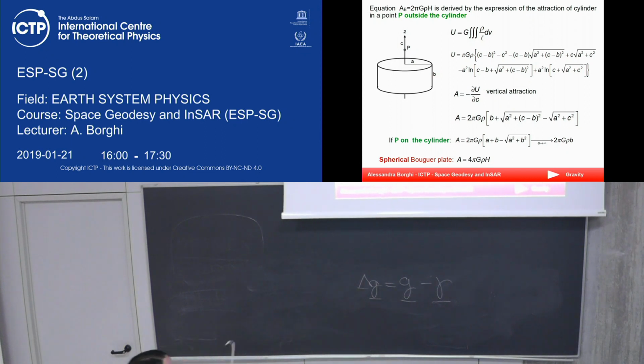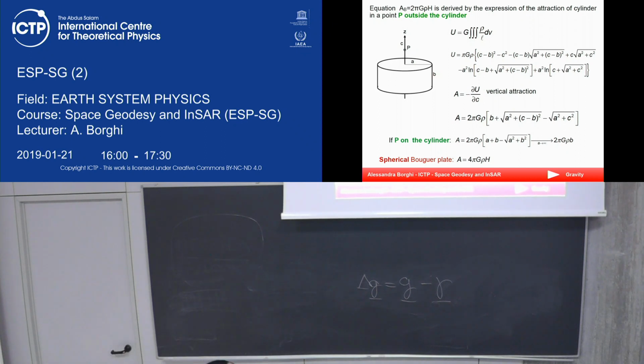There is also a spherical Bouguer plate, because up to now we have been thinking of a flat Earth, but we know it's just a rough approximation. We can use a spherical Bouguer plate, especially when we are using a huge area of the Earth, so you can feel the curvature of the Earth.